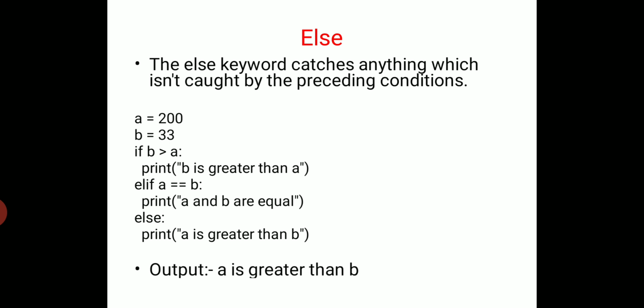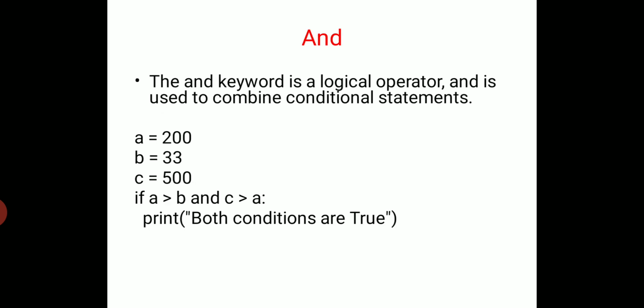The first two conditions become false, so the last condition is executed, and we have our output that a is greater than b. Now the AND operation.